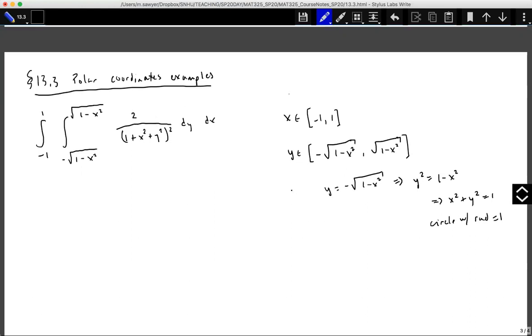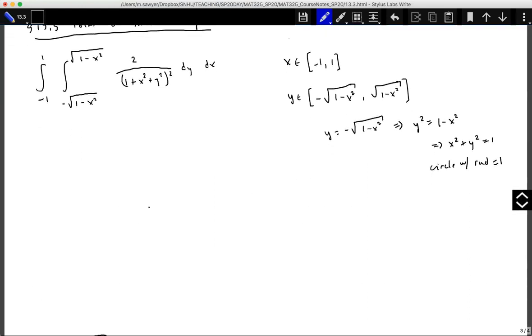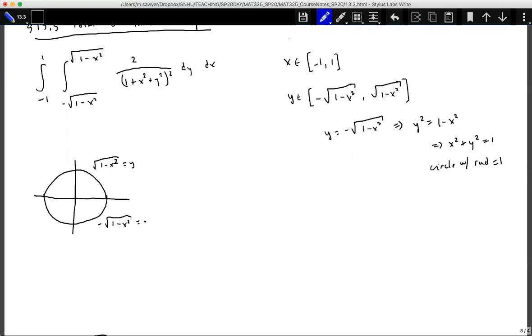So knowing that the y bounds describe a circle, so we have the upper and the lower bounds for a circle, we can start to get an idea of what our area looks like. This is our upper curve for y, square root of 1 minus x squared equals y. And this is our lower curve for y, negative square root of 1 minus x squared. And then we have our x bounds as 1 and -1. So our region, in fact, is the entire circle with radius 1.